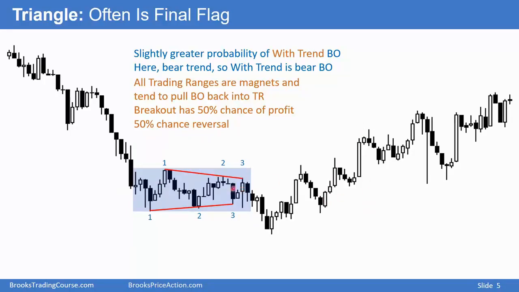Anytime you have a triangle late in a trend, it usually is the final flag. Usually the breakout does not go very far, and the market reverses back into the trading range, the apex of the triangle, and then it decides what to do next. Here we have a lower low major trend reversal, and then a higher low major trend reversal, and the bulls got a trend.